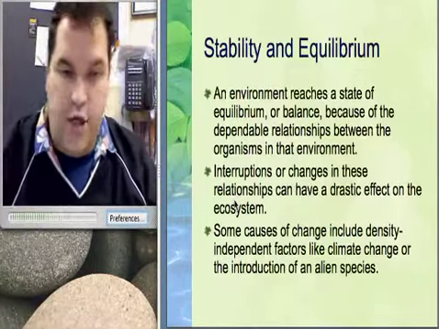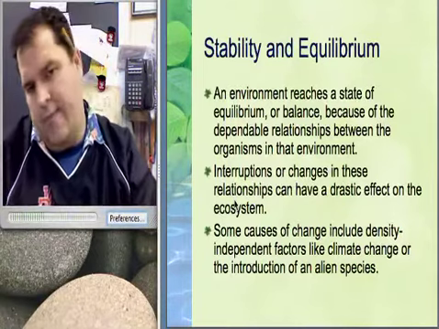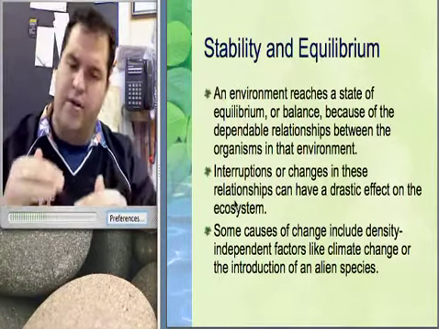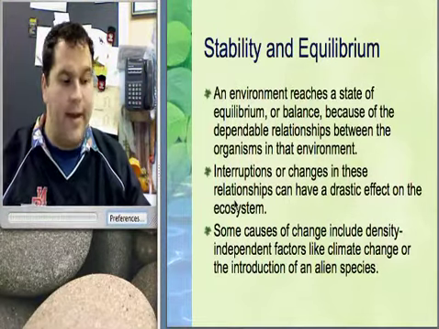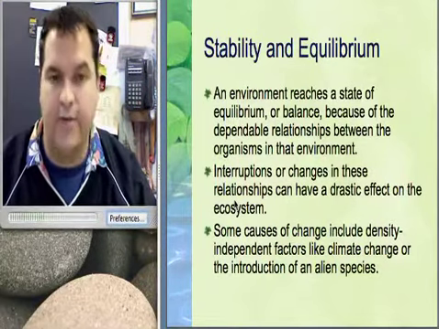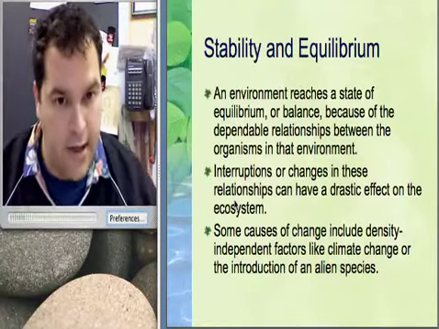It is these relationships, now that we've covered all of them, that allow an environment to be stable. It creates a stable environment so that the environment is balanced. If these very delicate relationships are unbalanced, drastic things can happen in an ecosystem.